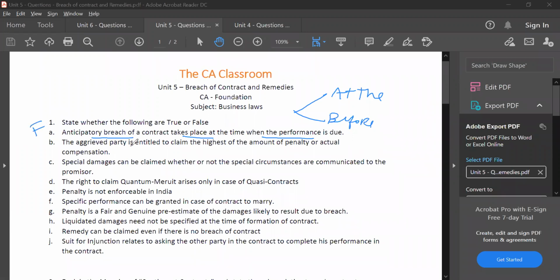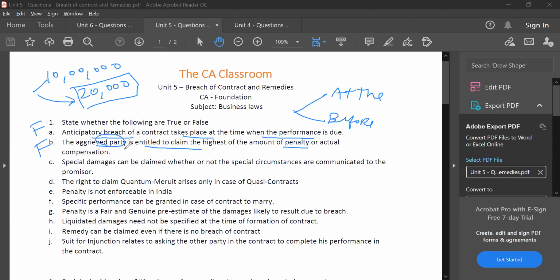Riddhi, can you read the second question? Aggrieved party is entitled to claim the highest of the amount of penalty or actual compensation. True. The first one is false. For the second one, they're saying the aggrieved party can claim either the penalty or the actual compensation. So if the penalty is 10 lakhs and he actually suffered a loss of only 20,000, can he claim 10 lakhs or 20,000? He can only claim the actual loss suffered. Therefore, the second answer is also false.